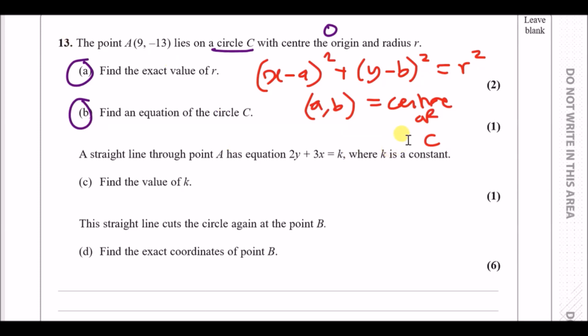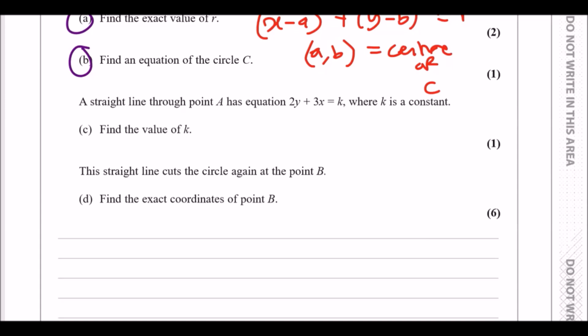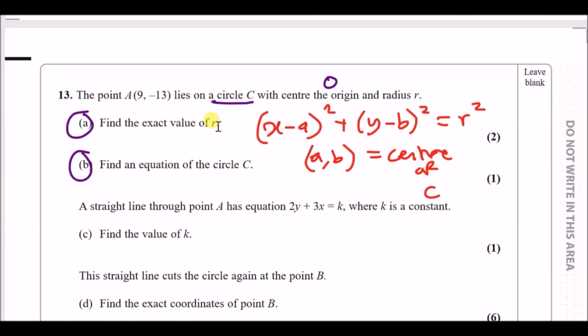Now, let's have a look. So what do we know about this circle? Well, first things first, we know there's a point that lies on that circle. So x is 9 and y is minus 13. And then the center of the circle is the origin. So a and b must be 0. So let's just update this equation, yeah? I'm just going to change a and b to 0. So in that case, you're going to have x minus 0 squared, which is x squared, plus y squared equals the radius squared.